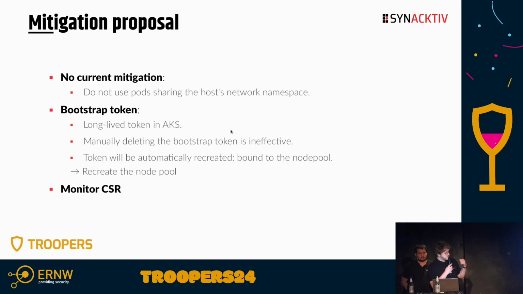If you try to delete a bootstrap token, it will be ineffective because it will be automatically recreated by a control plane element that we don't see and don't have any control over. And it seems to be bound to the node pool. So if you want to rotate your bootstrap token, just delete your node pool and recreate a new one. And so to detect that, maybe monitor your CSRs. If you see some strange certificates or nodes that are signing new certificates but maybe should not, yeah, maybe you should look a little bit deeper.